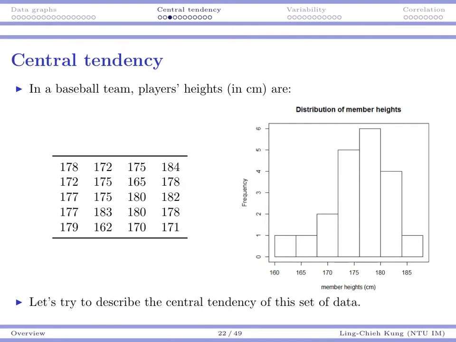Let's try to describe the central tendency of this set of data. The first thing to measure central tendency is the middle point. What's the middle point of this data? Or who is the guy who is taller than one half of the players and shorter than the other half of the players, right? Who is the 10th highest player? That's the middle point of this data. Also, we want to know among all these heights, which number is the most common? That's the first idea we want to introduce here.